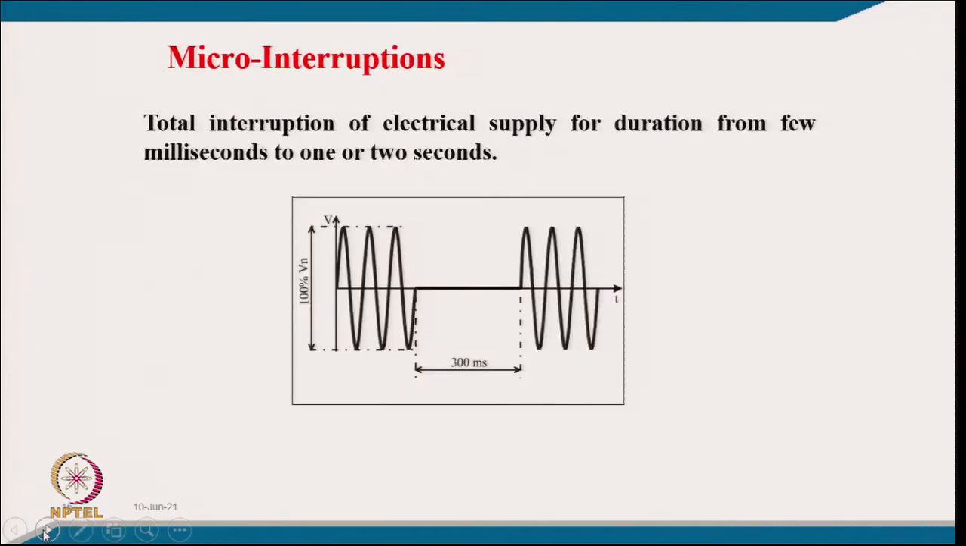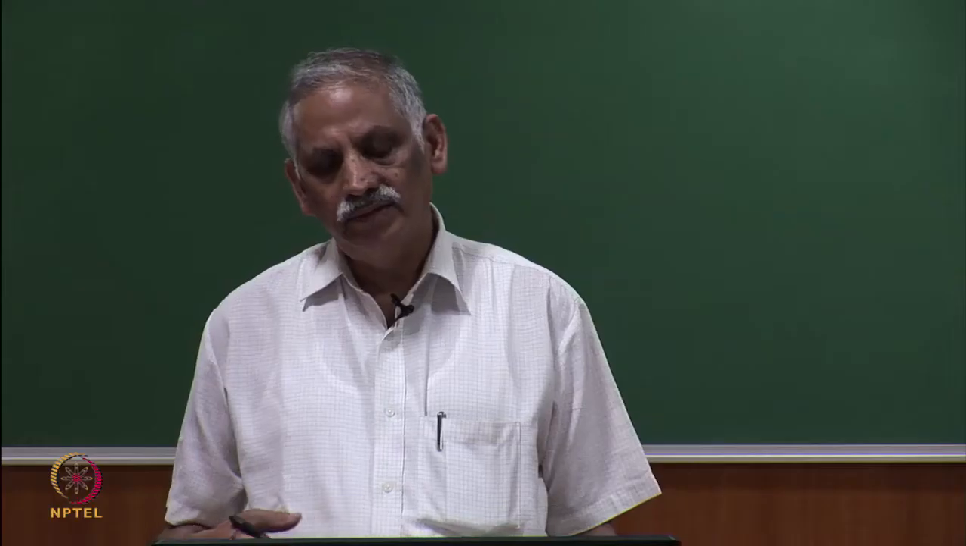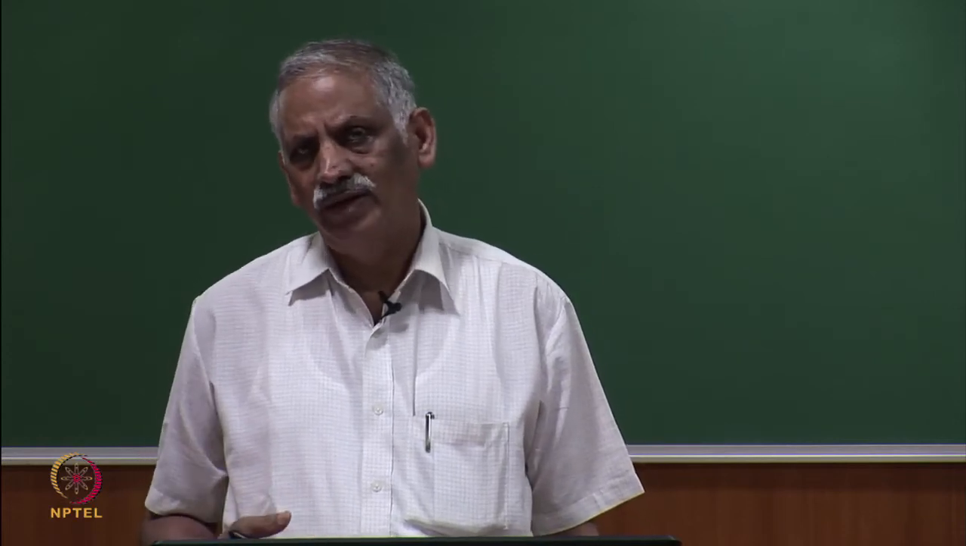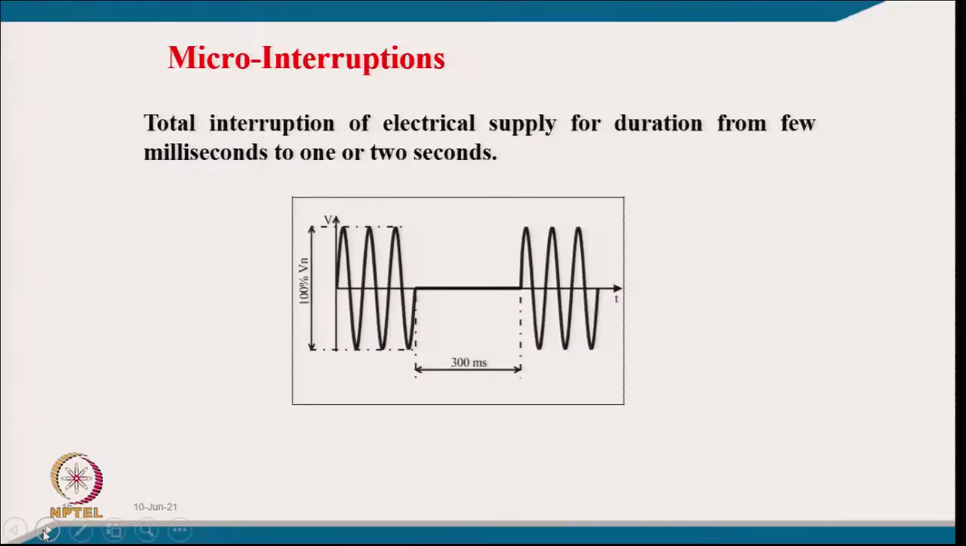Now you can think about micro interruption. This is a total interruption of electrical supply for a duration of five milliseconds to 1 or 2 seconds. 2 seconds means like 100 cycles. You can see 300 milliseconds is only part of 1 second, but it consists of around 15 cycles. If there is such an interruption in the supply, you might have seen sometimes the supply goes for a very short duration, and that causes a micro interruption, but it causes a lot of processes even to stop. If it is a few seconds, like 1 or 2 seconds, then the lighting system is also affected, as you might have seen.